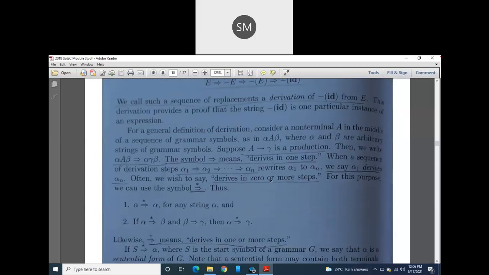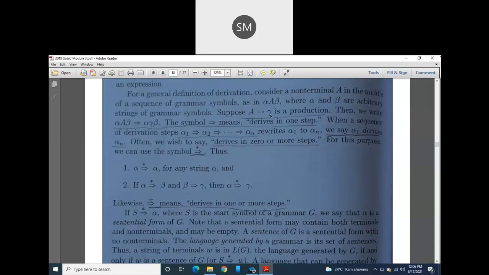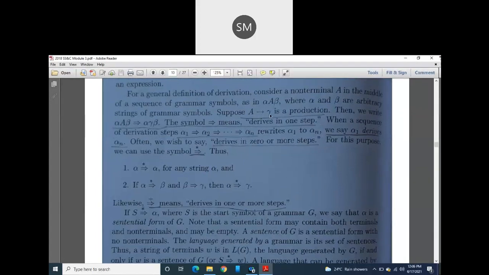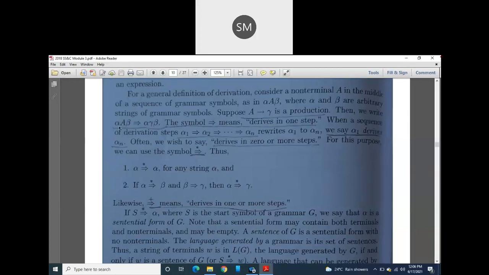Okay, so the same type of productions once again we will discuss here. A is yielding gamma. If you consider this production and apply it here, if you observe this derivation, alpha A beta is deriving alpha gamma beta. What is the difference here? This capital A is replaced by gamma. Why? Because we are using this production, which clearly tells that we can replace A by gamma. So alpha A beta derived alpha gamma beta.